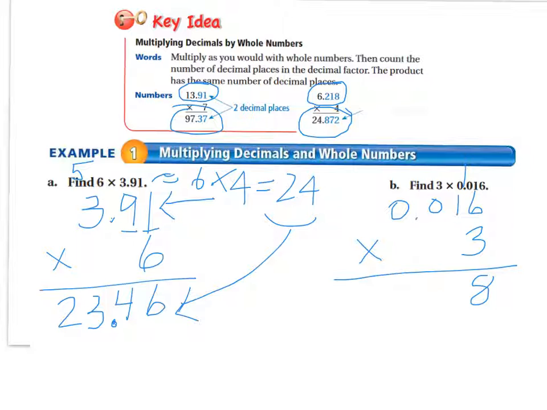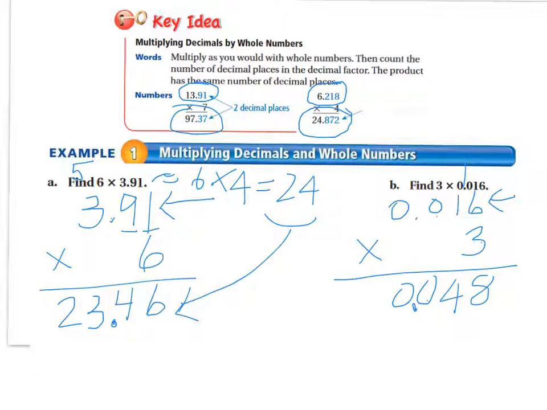3 times 1 is 3, plus 1 is 4. 3 times 0 is 0. 3 times 0 is 0. I go back and look at my decimal factor, the number that has the decimal in it, and I see that there are 1, 2, 3 place values now to the right of the decimal. So I need to move the decimal 3 places here, and it would go in right there, 0.048.